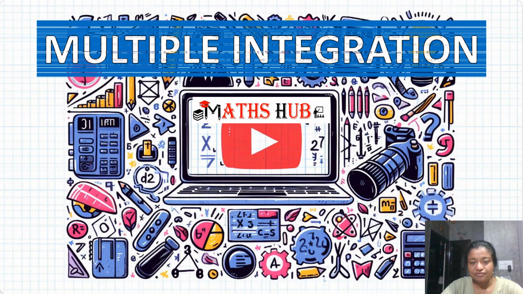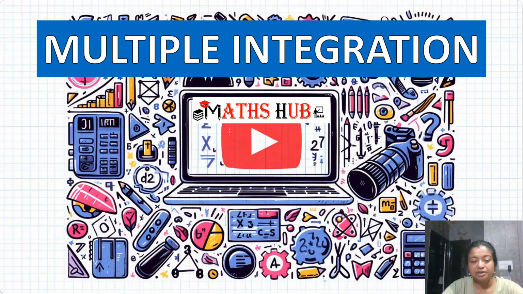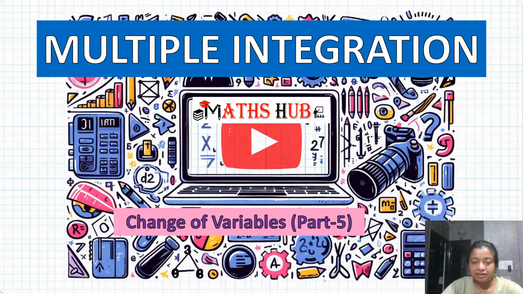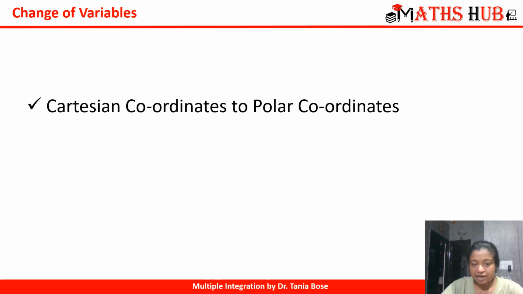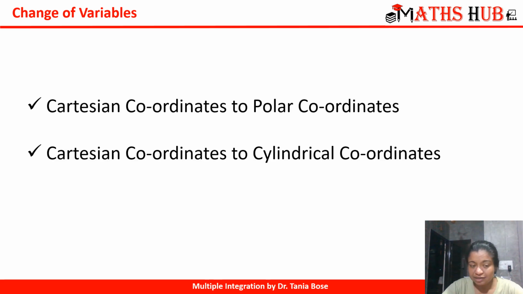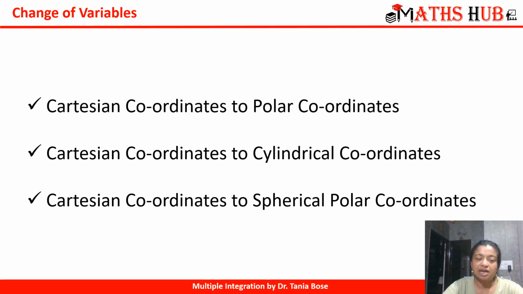So today in this video series I will be talking about change of variables, that is how to change from Cartesian coordinates to polar coordinates in multiple integrals. So let's move on. We have three types of conversions: when we convert Cartesian coordinates to polar coordinates, when we convert Cartesian coordinates to cylindrical coordinates, and the third one when we convert Cartesian coordinates to spherical polar coordinates. We will learn all these changes of variables in three different videos.